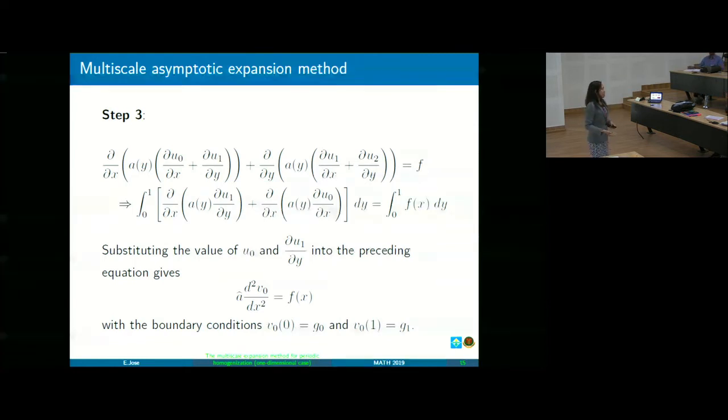And of course, we must also do the boundary conditions because U0 is just V0. So V0 of 0 is equal to G0 and V0 of 1 is equal to G1. Because of our ansatz, we assume it to be equal to U, and then we were able to solve for U0. With the constraint for U0, we were able to solve for U1 in terms of U0, U2 in terms of U0, and so this will satisfy our original problem.